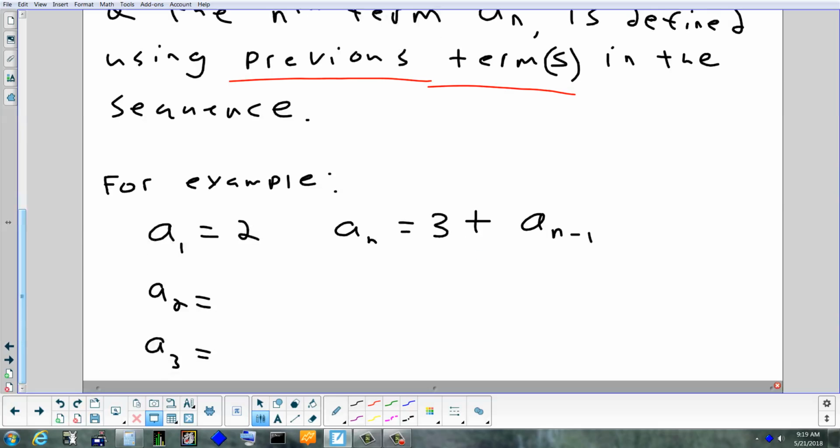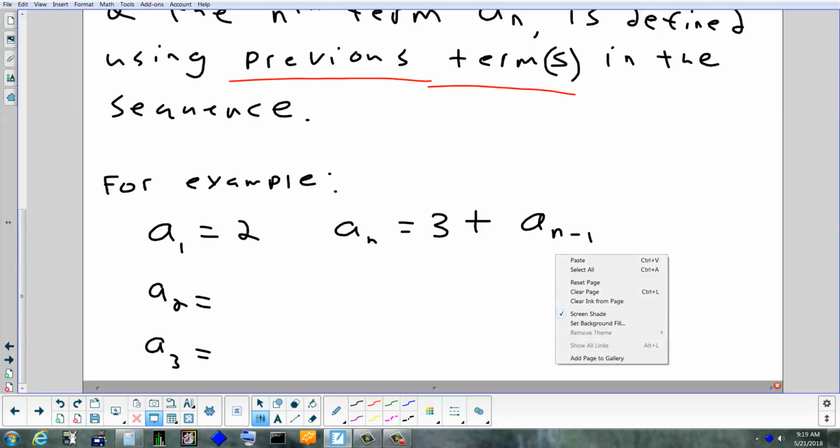So the first term is 2. And then this formula, actually, can someone tell me what does this formula mean? 3 plus a sub n minus 1? If you wanted to translate that into something regular people can understand and not math geniuses. Adding 3 to the term before it. Yeah. So it takes 3 plus the term before it.